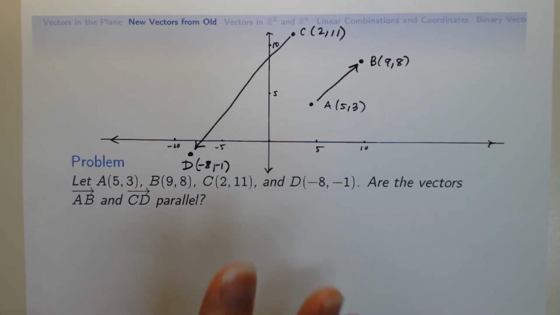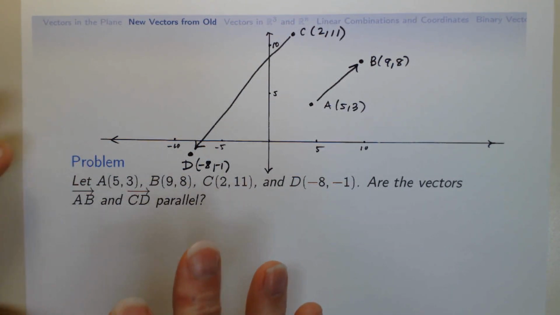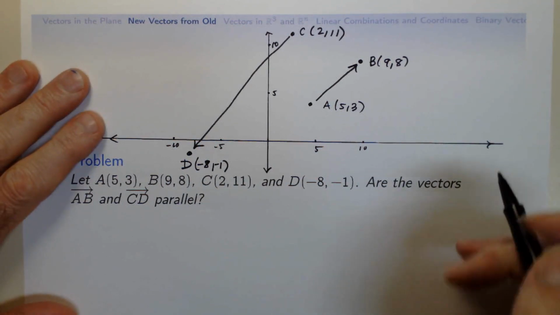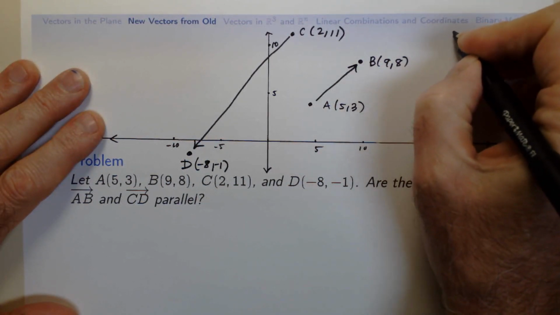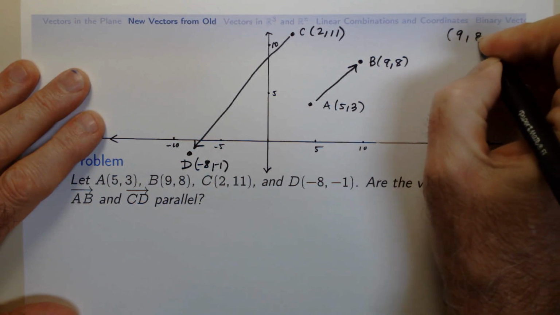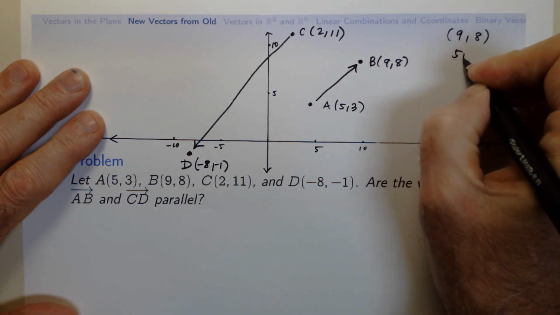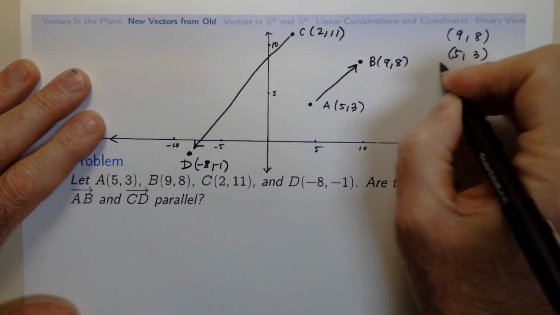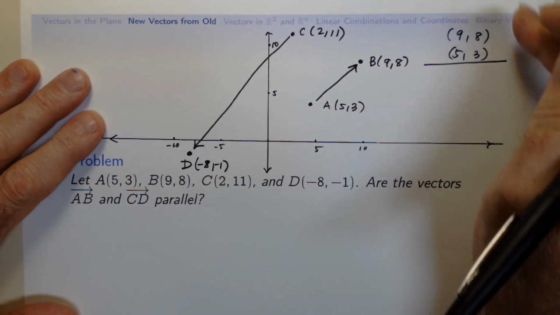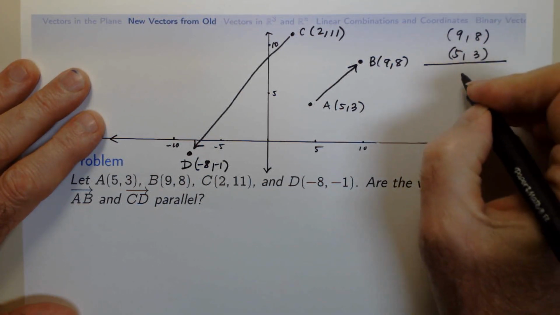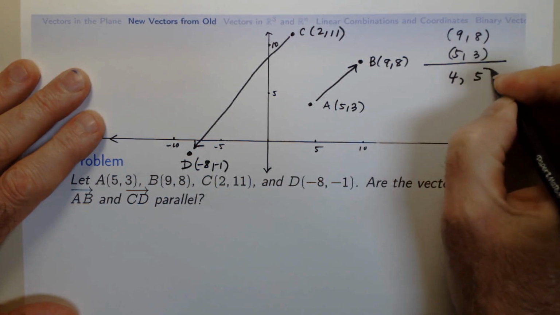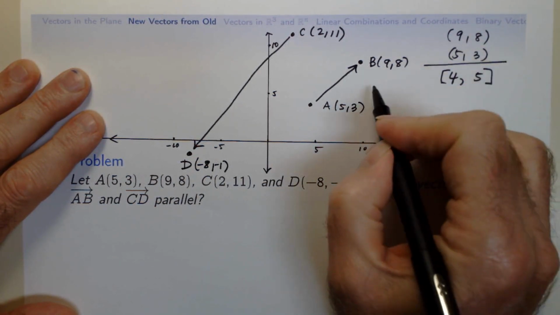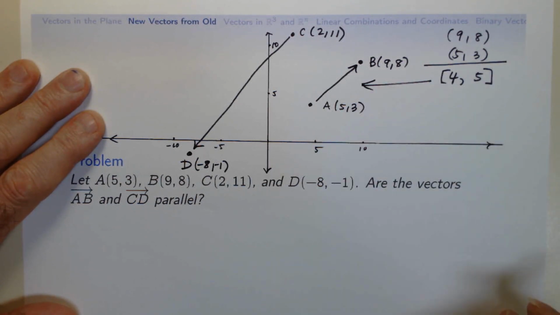So let's work out the components for AB and for CD. So an easy way to do this is just to write the coordinates on top of each other. So we'll put the 9, 8 above the 5, 3. And then just do some coordinate-wise subtraction. So 9 minus 5 is 4, and 8 minus 3 is 5. So those are the components of the vector from A to B.